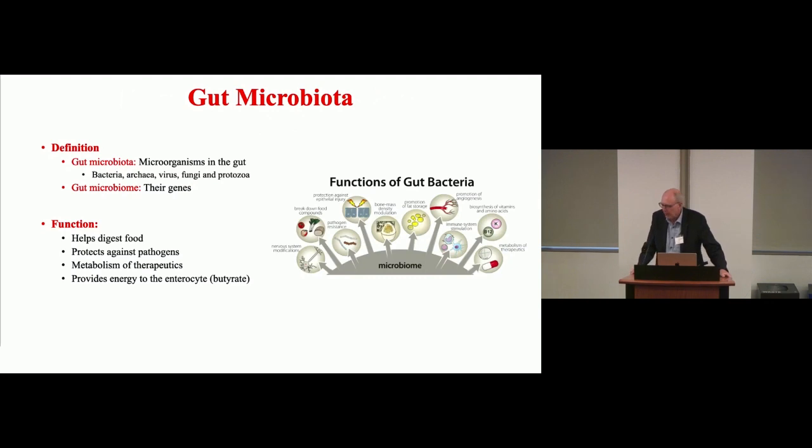What are the gut microbiota? The definition is actually all the microorganisms that we have in the gut. The other name, gut microbiome, tells us about the genes on the microbes in the gut. And what are the functions of all this? It helps to digest food, protects against pathogens, and is also important in the metabolism of therapeutics, and provides energy to the enterocyte. And here it is in particular a substance called butyrate.